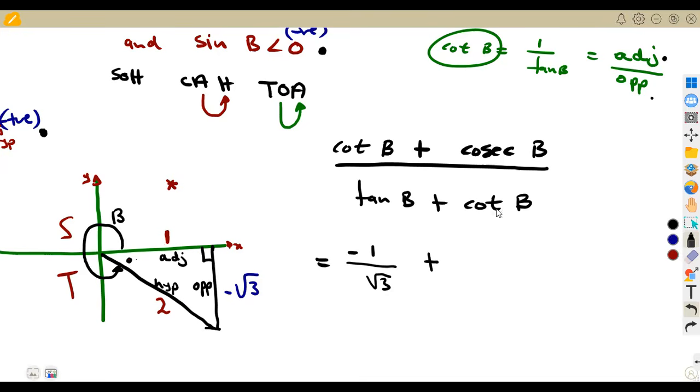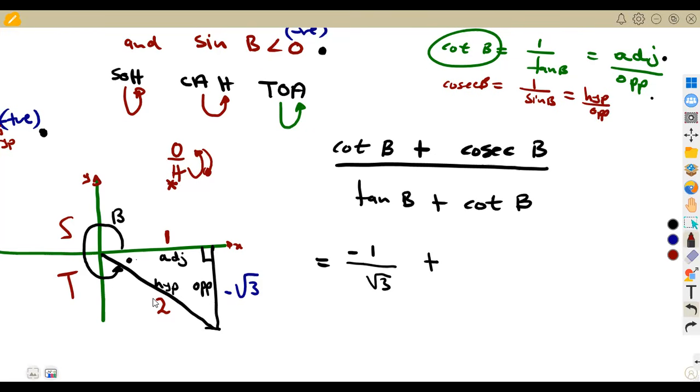Plus cosec of B. Same as what we did on cot, the cosec of B is supposed to be 1 over the sine of B. What is sine? Sine is opposite over the hypotenuse. So the reciprocal, 1 over this, is hypotenuse over the opposite, which is the reciprocal of sine B.